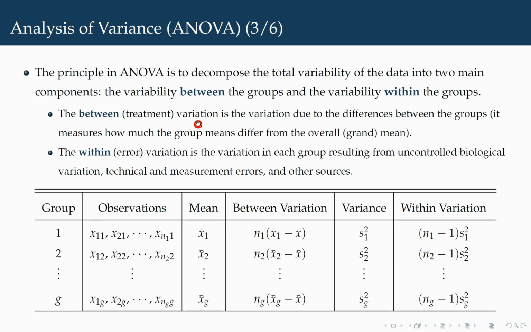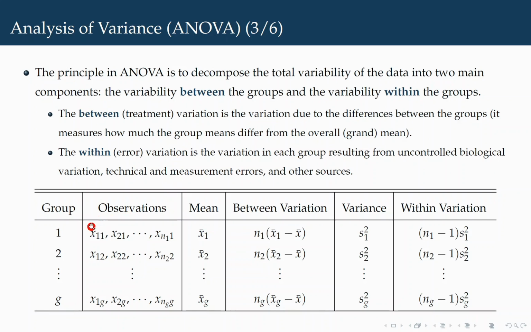So the between or treatment variation is the variation due to the differences between the groups, which represents how much the group means differ from the overall grand mean. And the within variation is usually called error variation. This variation represents the variation in each group that could result from certain uncontrolled biological variation, technical and measurement errors, or other types of sources. So this within or error variation is unavoidable, but we need to minimize it as much as possible.